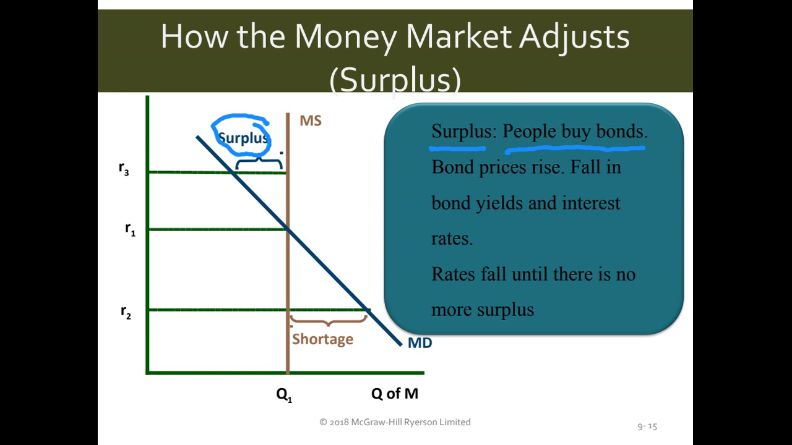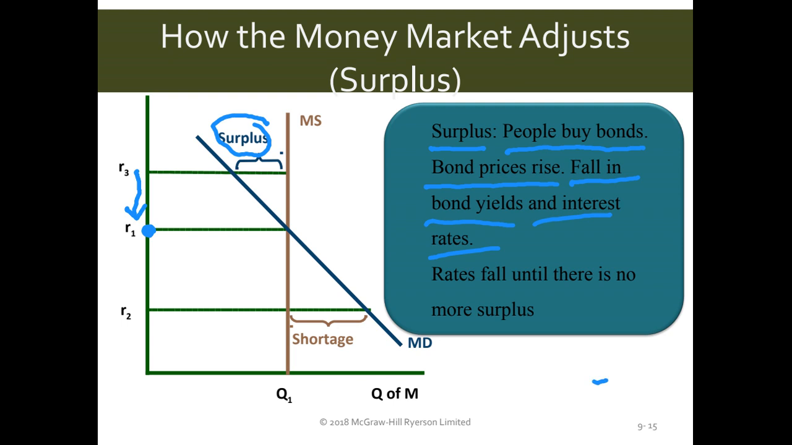When everyone is buying bonds in the bond market, what would happen? The price of bond will increase. So bond prices rise. And it means fall in bond yields and interest rate. Bond yields means rate of return, that is interest rate. So notice what is happening. When there's a surplus, people will buy bonds, price of bond will increase, and rate of interest or rate of return will decrease. So rate of interest will decrease, and you will eventually come back to this point.